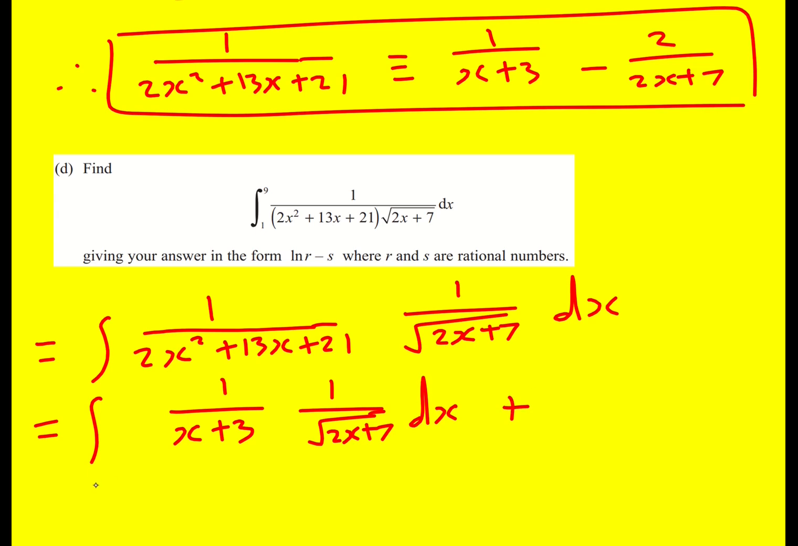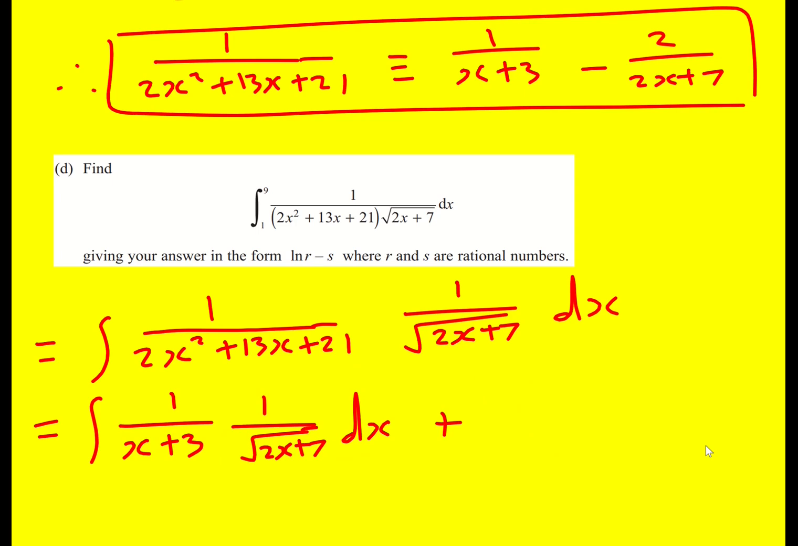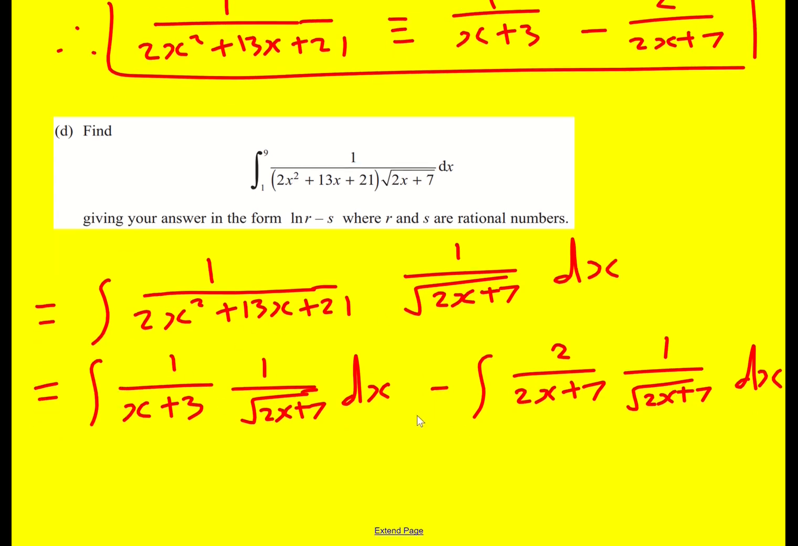And I'm going to separate it into that integral by itself. And then the second part, I'm going to be minusing 1 over 2x plus 7. So it's actually 2 over 2x plus 7. And then still also timesing that by 1 over root 2x plus 7. So I hope that first step is clear. I've split it into partial fractions and I've then split it into two integrals.